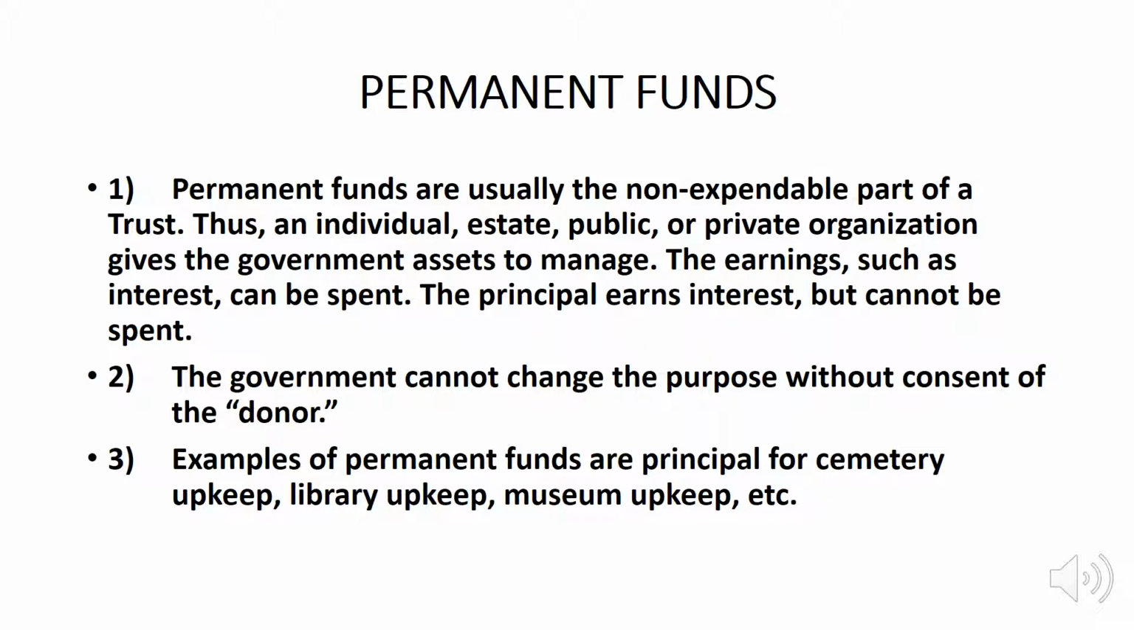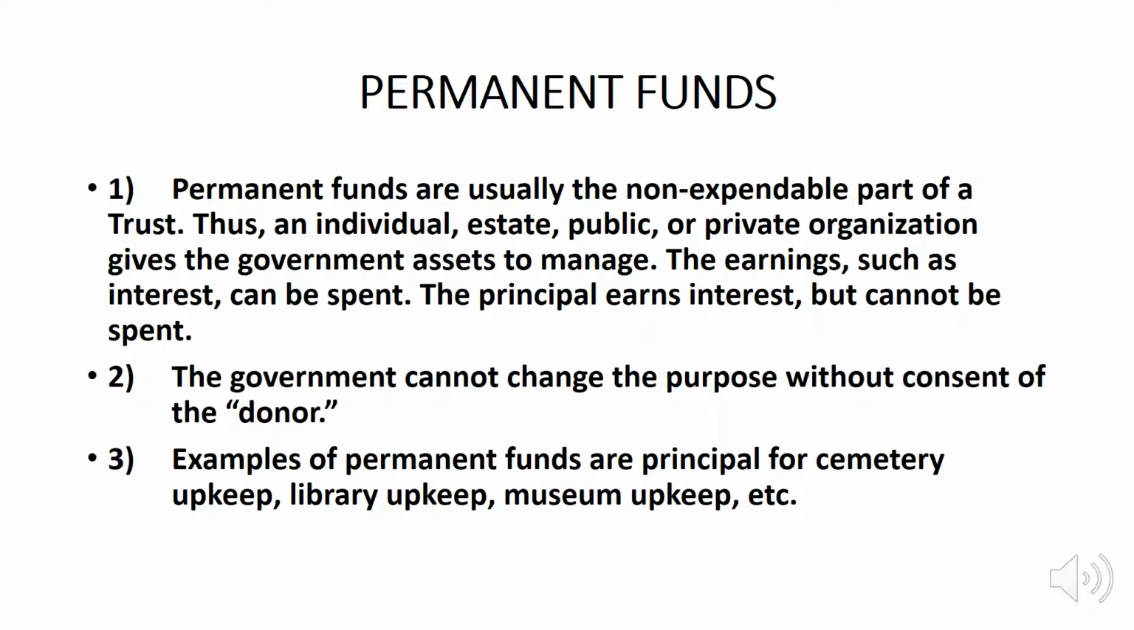So if I give you $100,000 and it costs $10,000 a year to maintain the cemetery, or $10,000 is my contribution toward that, you can take the earnings and use them to make the expenditure payments, but you can't take the principal. Instead, you have to keep that separate. Well, that separate money, or those separate assets, wind up being a permanent fund.